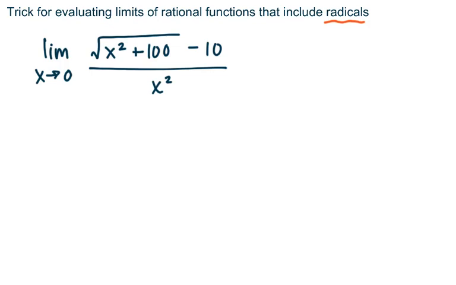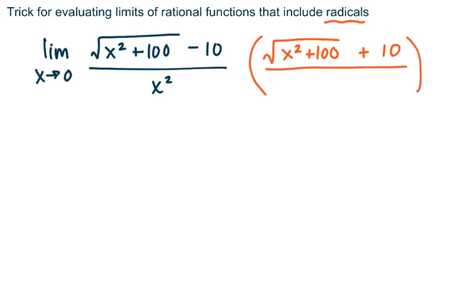We're doing the limit as x goes to 0 of the square root of x squared plus 100 minus 10, all divided by x squared. And there's no obvious way to simplify this. So what we do is we use the conjugate. So I'm going to take the numerator and rewrite it as the conjugate of what I see. So rewriting it as a conjugate means that minus would turn to a plus. That's the difference there.